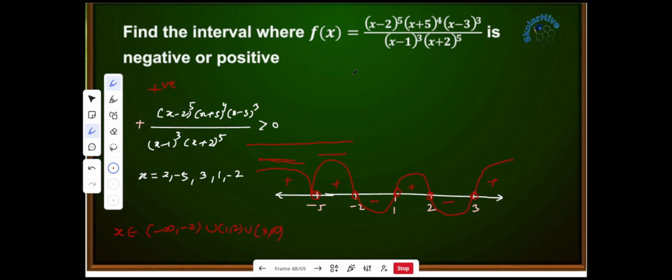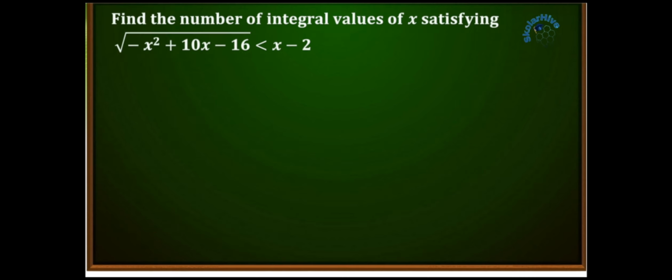Now for negative value, this will be less than 0. For negative value we just have to look for the interval where it is negative. So for negative, x is minus 2 to 1 union 2 to 3. Okay, so let's see this example. This is one of the very good examples that we have discussed till now.